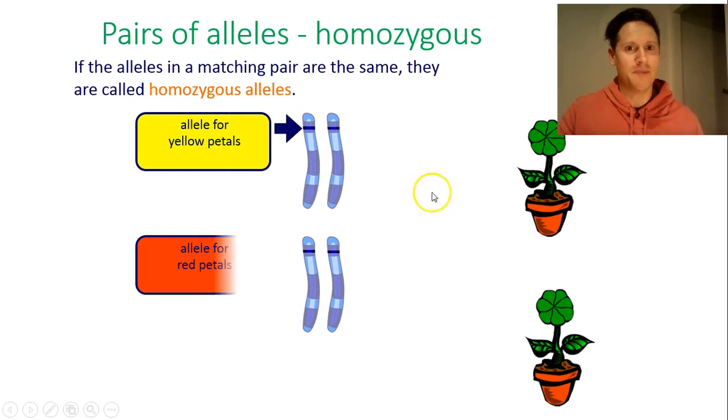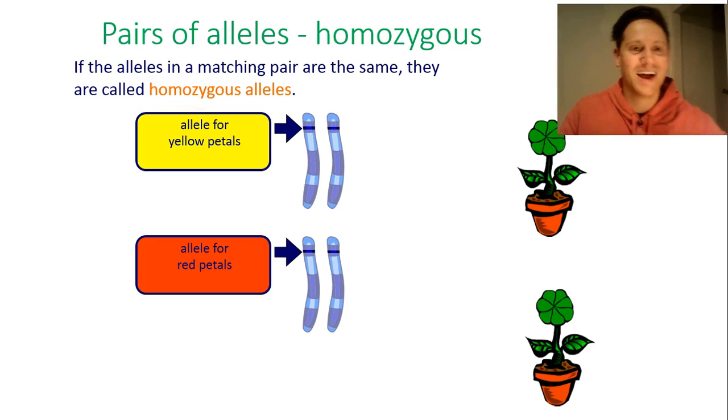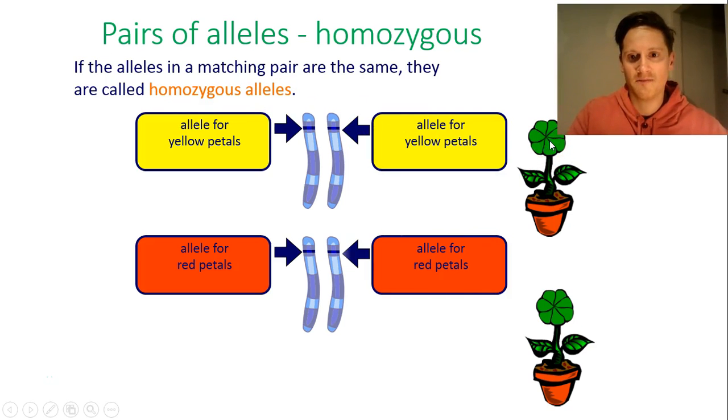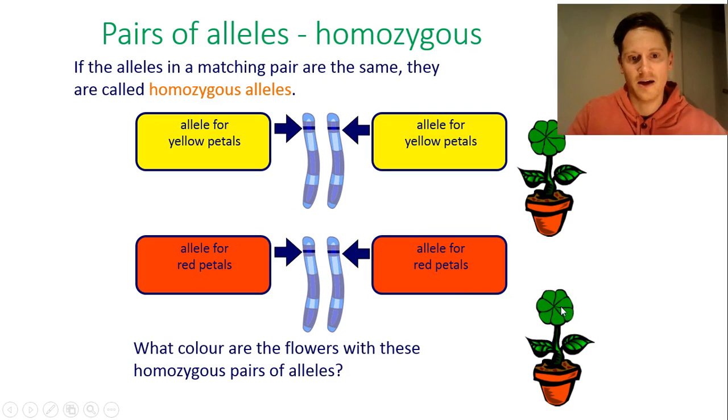If the alleles in a matching pair of chromosomes are the same, they're called homozygous alleles. Homo means same, which I usually get a giggle out of. So homozygous means the same copy. Here we've got homozygous alleles for petal color. Both of them are yellow, so the color of the offspring flower should be yellow. Here we also have homozygous alleles for this flower. We've got red and red, so the color of this flower should be red.